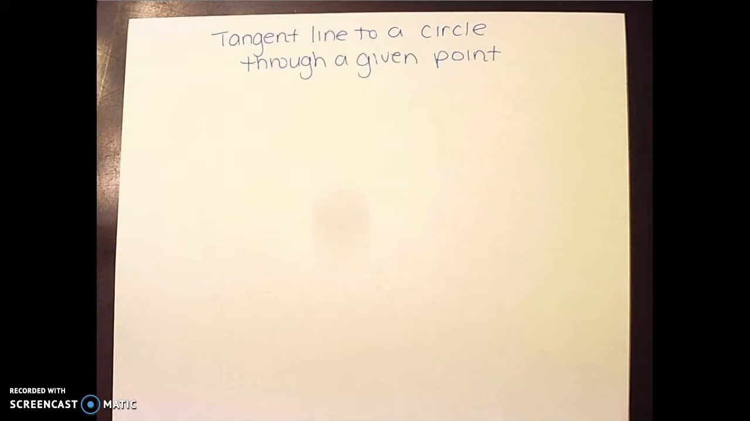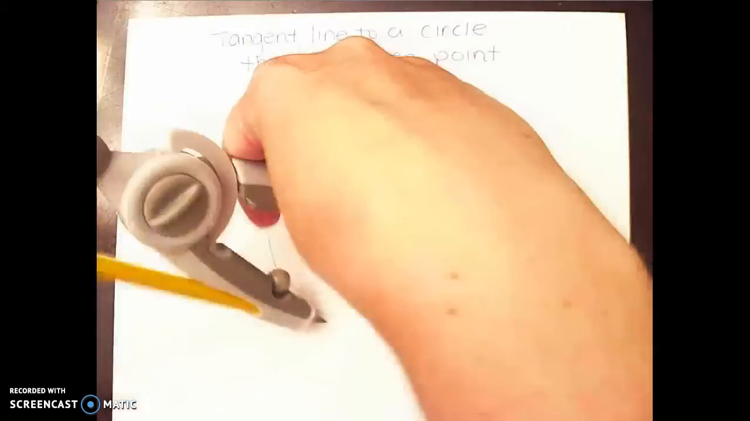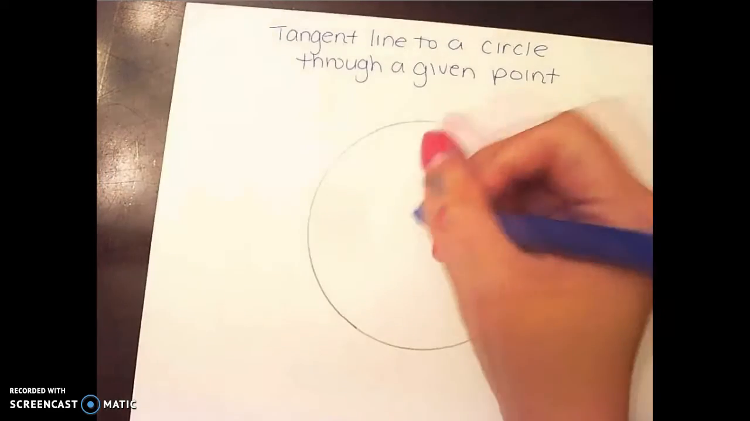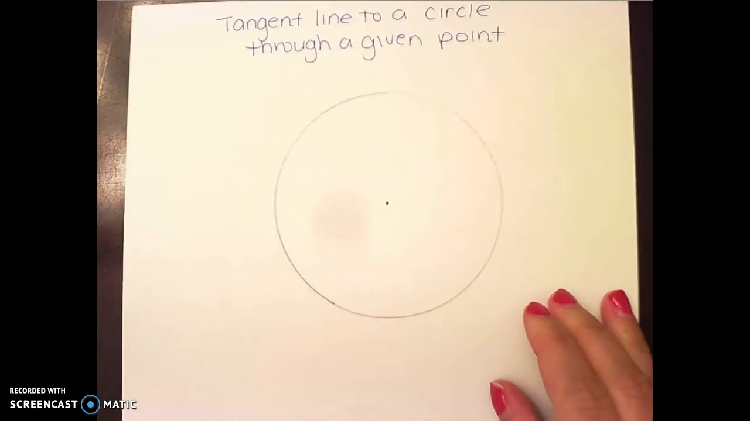This is the construction for a tangent line to a circle through a given point. So I'm going to start with a circle on my paper, and I'm going to mark the center of my circle. You should be able to see that based on where your compass point was.